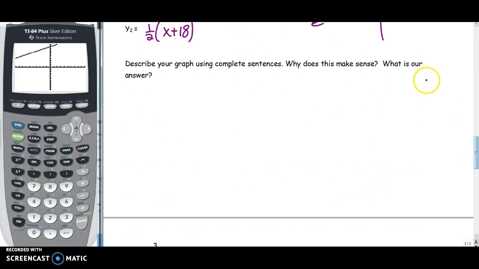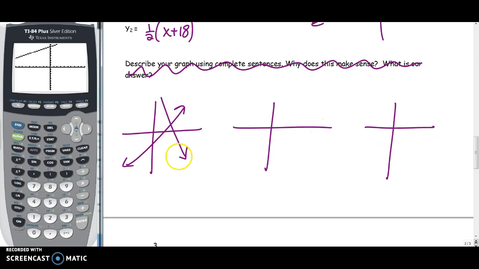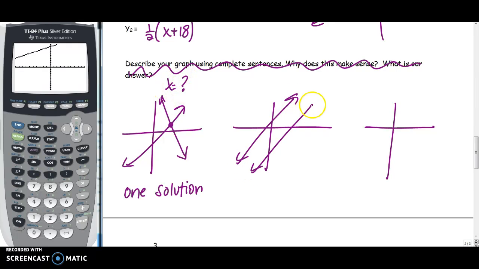Okay, quickly I want to draw 3 graphs here. Remember that when you have one solution, you have one intersection point. This is where you need to actually find what x equals. The second situation is when you have parallel lines. If they never touch, you have no solution. And lastly, if you have one line, it's an infinitely many solutions.